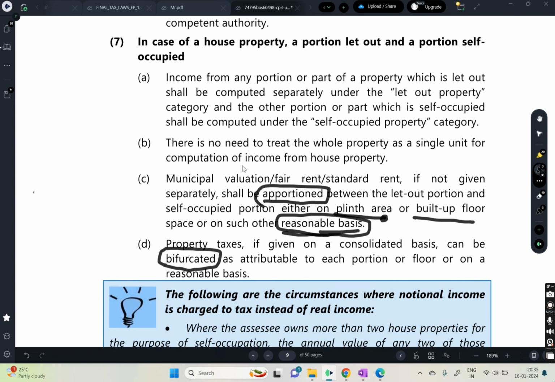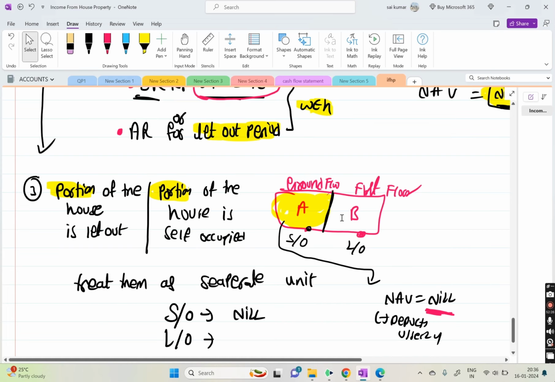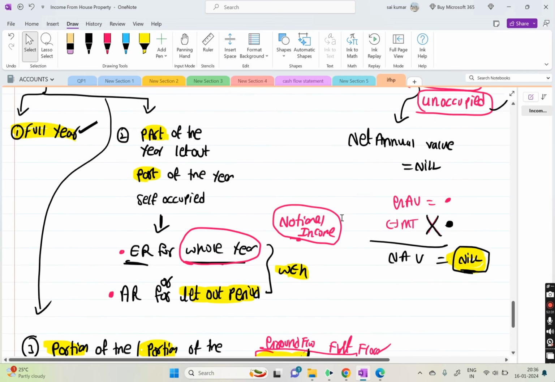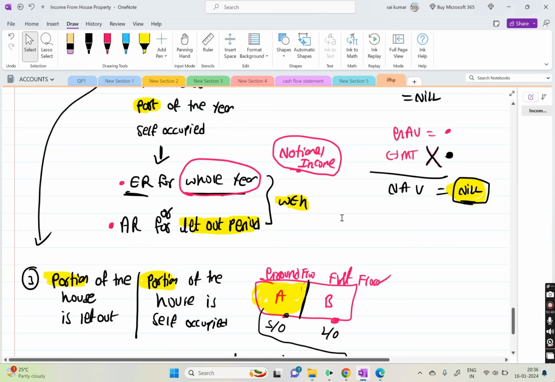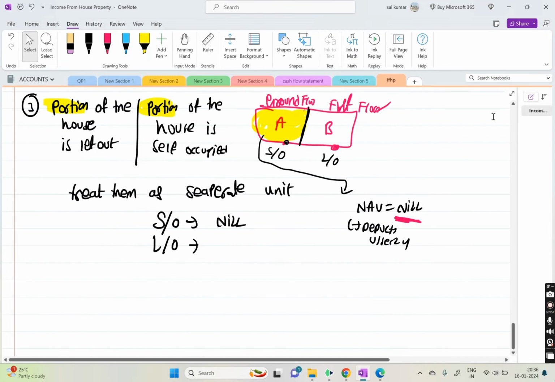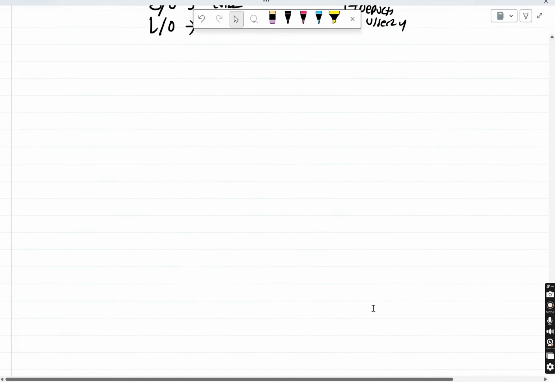How do we do that? We will do one question, so we'll get clarity on that. Now the next part. We have discussed three things now. One is let out for the full year, next is let out for part of the year and self-occupied for part of the year. Make sure you write this down. When you apply this in a question, it will make sense. Then the third one, a portion of the house is let out and a portion is self-occupied. Okay, next one. Got clarity, right? Can I move on to the fourth one? Yes, sir.